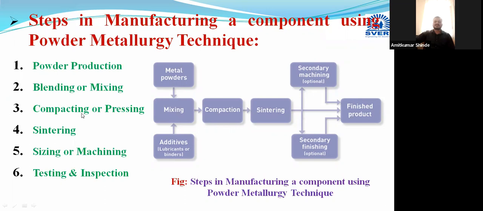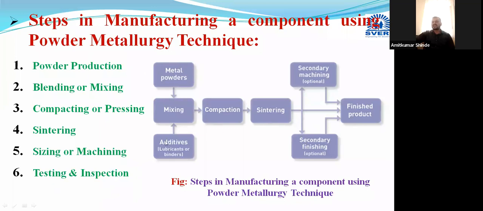Then the third step is compacting or pressing. The fourth step is sintering. The fifth step is sizing or machining, or in some books it is mentioned as coining also. And the sixth and final stage is testing and inspection. These are the 6 stages.